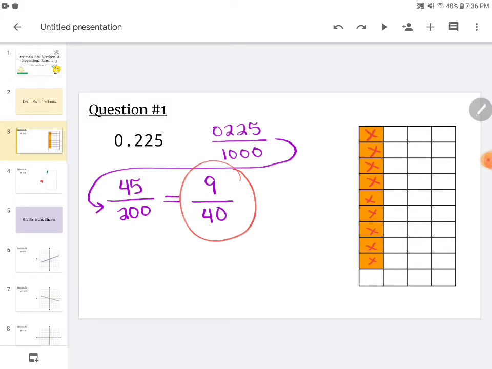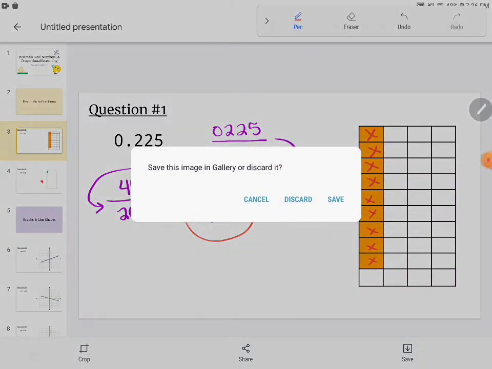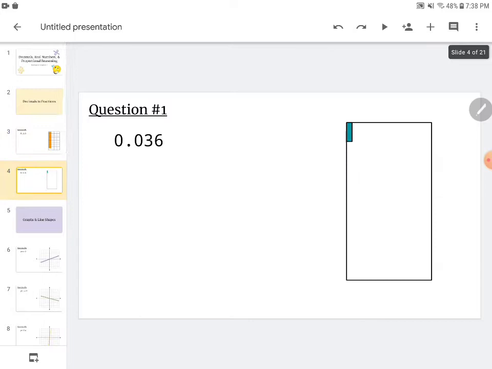For our next problem, let me get it off of my screen. For our next problem, we're presented with 0.036, and we need to turn that into a fraction again. So let me get my screen right back up.